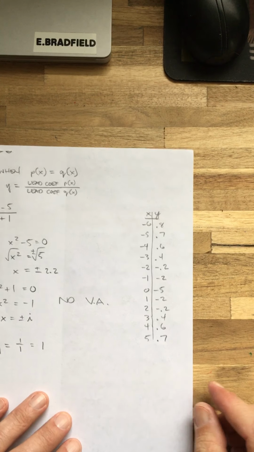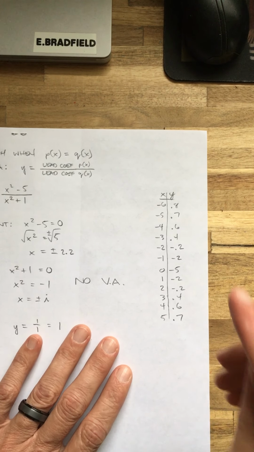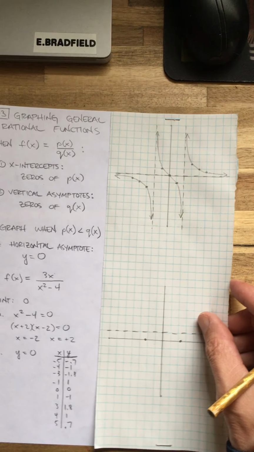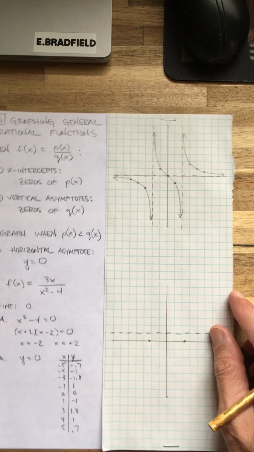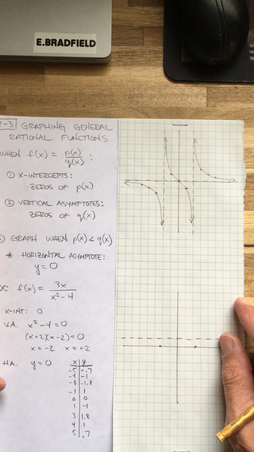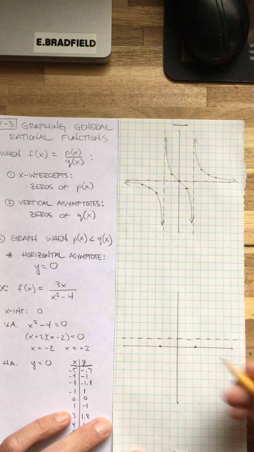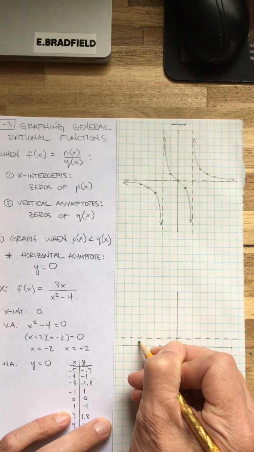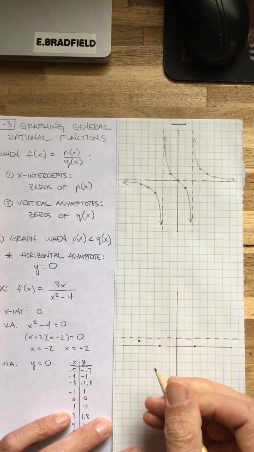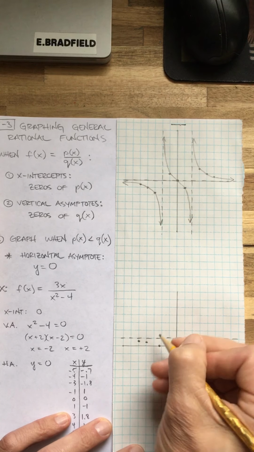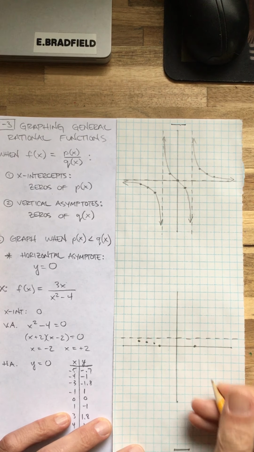All right, so there's my t-chart, and now let's just plot those points. Here we go. I'm going to go with negative 5, 0.7. So 1, 2, 3, 4, 5. 0.7 is right here. Negative 4 is 0.6 right here. Negative 3 is 0.4.